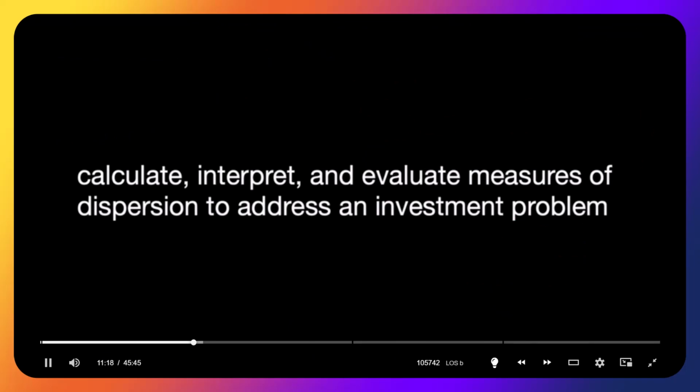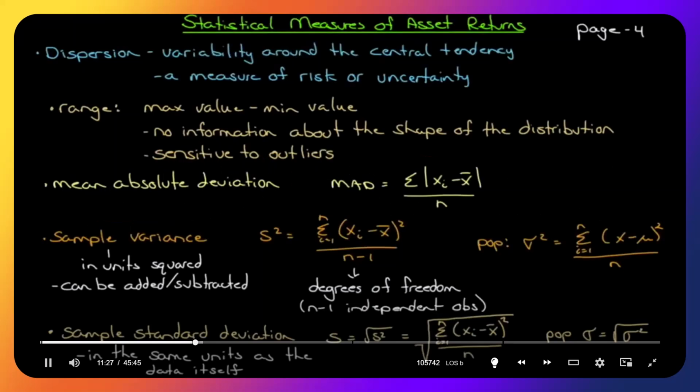Another LOS with 3 keywords here: calculate, interpret, and evaluate measures of dispersion to address an investment problem. Okay, when we're talking about dispersion, we're talking about the variability around the central tendency, and we've already looked at several measures of central tendency. While the measure of central tendency can give you an idea of the most likely return or the expected return of a portfolio, dispersion gives you an idea of the level of risk or uncertainty associated with that return.